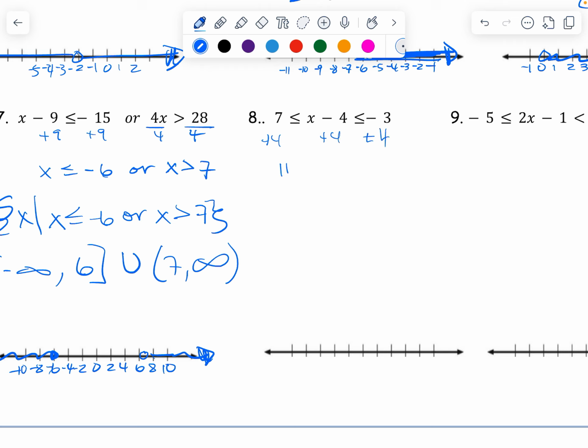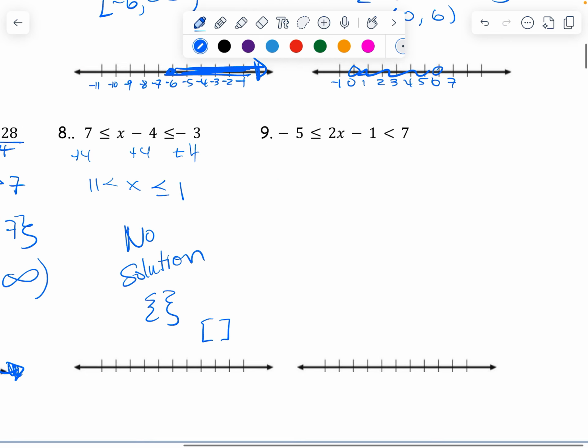Okay, over here I'm going to add 4. That was funny looking. 11 is less than x, which is less than or equal to 1. This would be no solution because 11 will never be less than 1. If I'm going to have interval notation, in set builder notation, that's what it would look like.